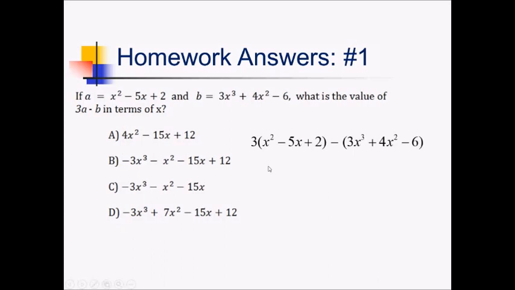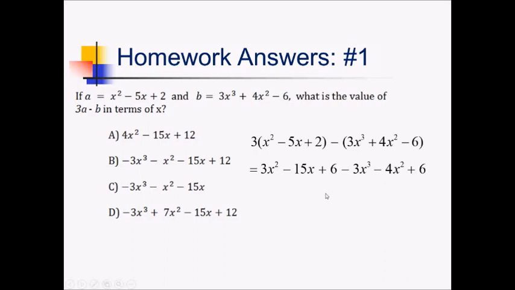Now I'm going to do a whole bunch of distributing, and then I'll combine like terms. So let's take care of the 3 first. 3 times x squared is 3x squared. 3 times negative 5x, that's negative 15x. 3 times 2 is 6. And now I'm going to distribute this negative sign here. So I'm really multiplying a negative 1 by all the stuff in here. So this is negative 3x cubed minus 4x squared plus 6. Negative negative is positive.